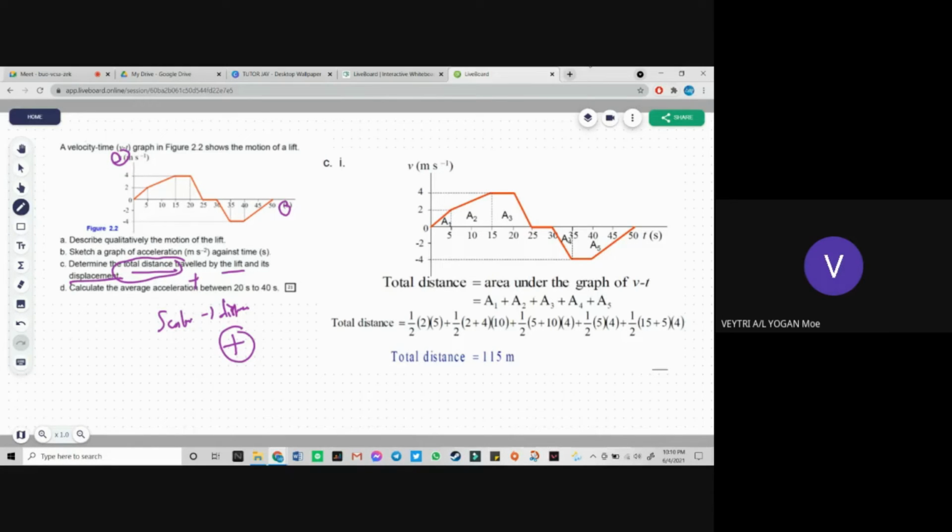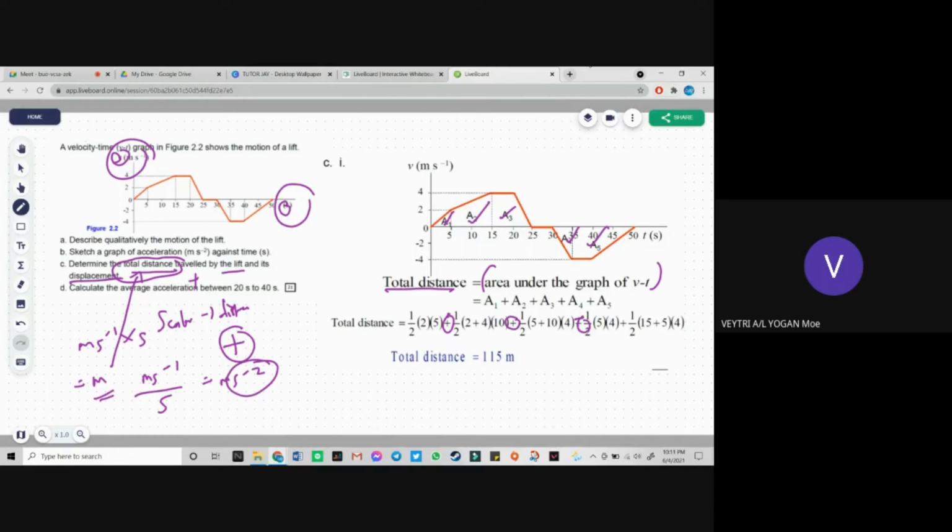So, from a VT graph to find your displacement, what did I say? Kalau lupa macam mana nak cari, just test je. Kalau bagi S, ms negatif 2, ini akan jadi acceleration. Tapi kalau ms negatif 1 darab dengan S, you'll get M. Adakah ini unit to distance? Exactly. That's why total distance is area under graph of VT. Macam mana nak cari? Cari ni one by one. Triangle, trapezium, trapezium, triangle, trapezium. Okay? Then you get the answer. Tambah. Semua ni tambah je. Tiada tolak-tolak. Okay? Distance. You get total distance 115 meter.